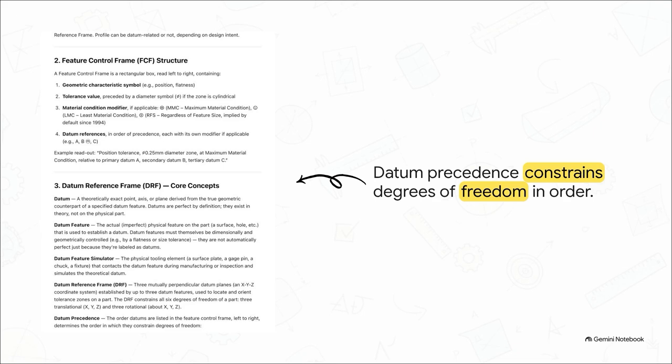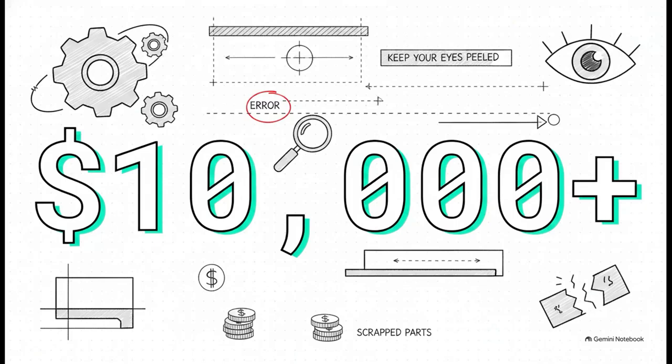Finally, our tertiary datum contacts at a minimum of 1 point, removing that last remaining degree of freedom. Boom, we have a fully locked rigid body. The foundation is rock solid. Before we move on to how this builds into the actual tolerances, I need you to stay super sharp.